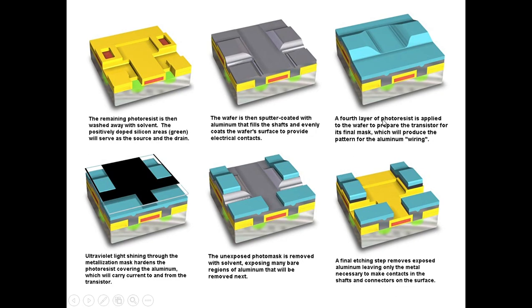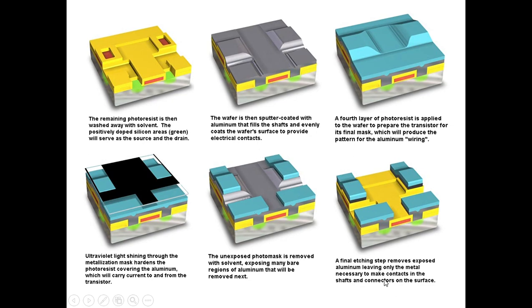Okay, a fourth layer of photoresist is applied to the wafer to prepare the transistor for the final mask. Okay, so here you can see ultraviolet light shining through the metallization mask, hardening the photoresist covering the aluminium, which will carry current to and from the transistor. Okay, so here the unexposed photoresist is removed with the solvent.